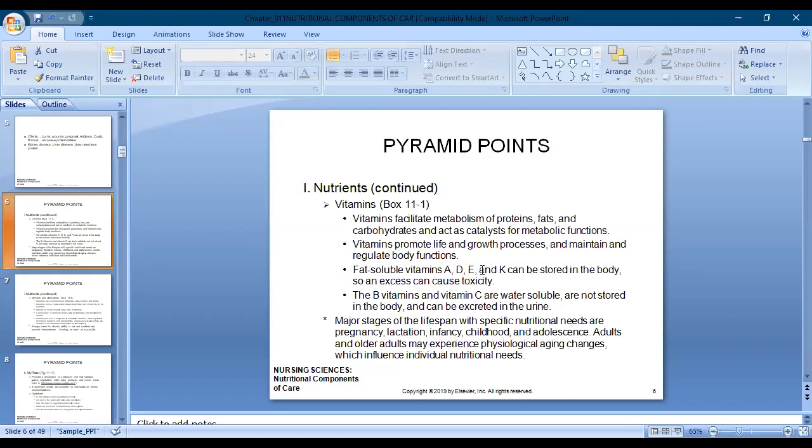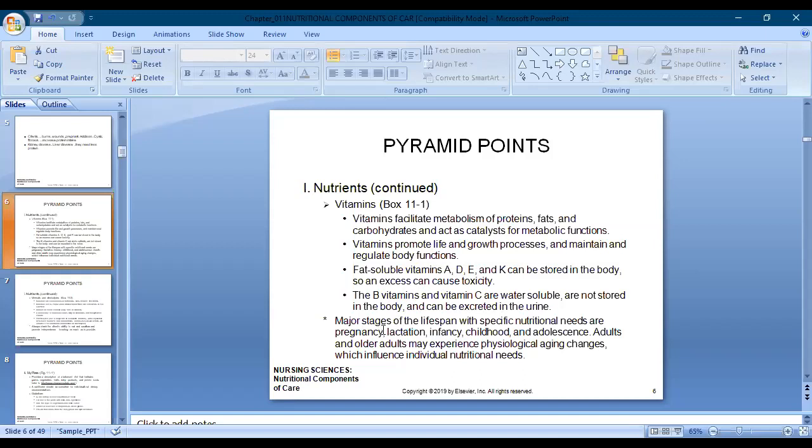Fat-soluble vitamins A, D, E, and K can be stored in the body, so an excess can cause toxicity. So I always say, good is good, but too much is not good, right? If you take a vitamin in a limited amount, this is good, but if you take too much, it causes toxicity. The B vitamins and vitamin C are water soluble. If you ask me what that means: vitamins B and C dissolve in water. Vitamins A, D, E, and K dissolve in fat.